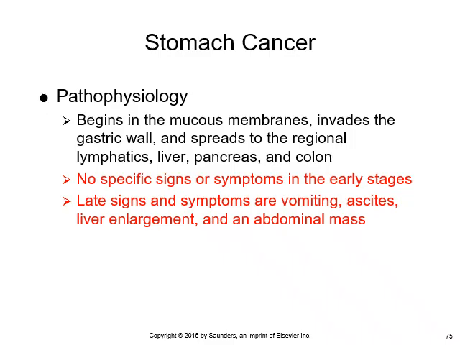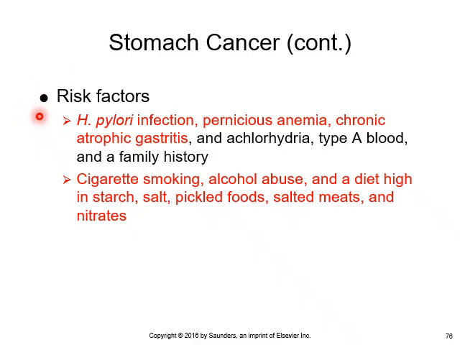Stomach cancer begins in the mucous membranes, invades the gastric wall, and spreads to the regional lymphatics, liver, pancreas, and colon. There are no specific signs and symptoms in the early stage, but in the late stage of stomach cancer, the patient will have vomiting, ascites, and liver enlargement. Risk factors are H. pylori infection, pernicious anemia, gastritis, cigarette smoking, alcohol abuse, and a diet that's high in starch, salt, pickled foods, salted meats, and nitrates.